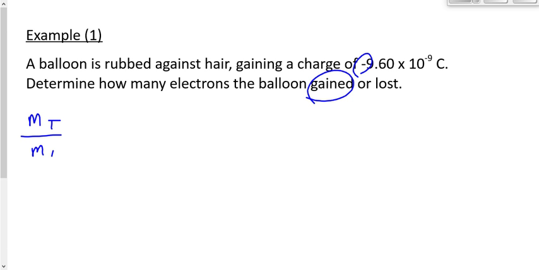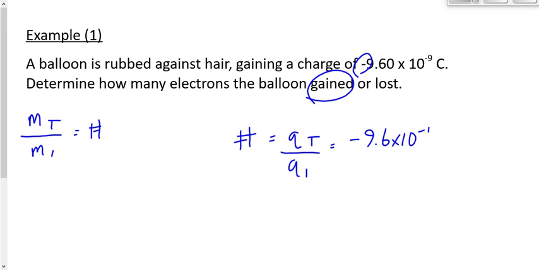It's a little bit harder when you're dealing with charges of electrons and so on, but we go about it in the same way. If the total mass divided by the mass of 1 gives you the number of oranges, then the total charge divided by the charge of 1 electron will give you the number of electrons. The total charge here is negative 9.6 times 10 to the negative 9 coulombs. The charge for one electron from your data sheet is negative 1.6 times 10 to the minus 19 coulombs.